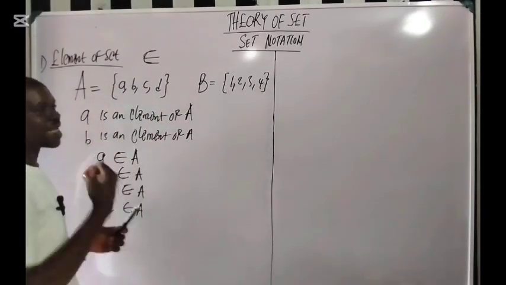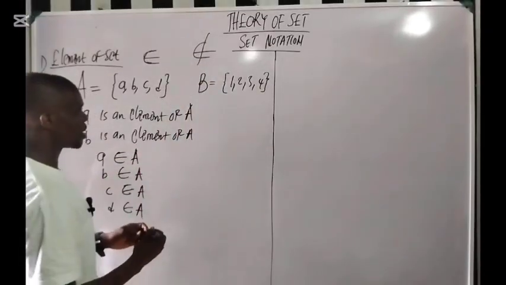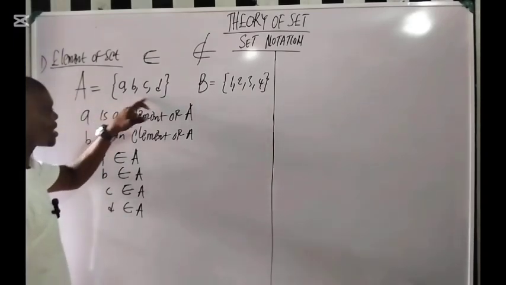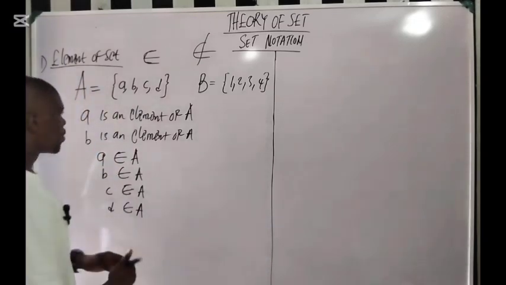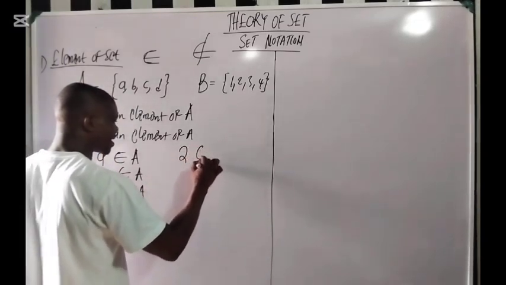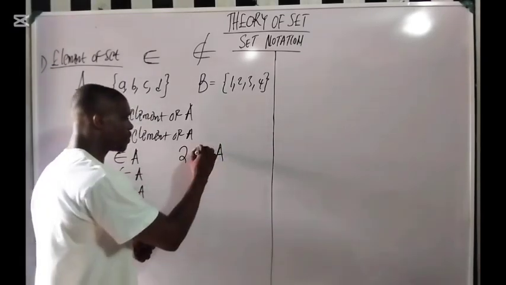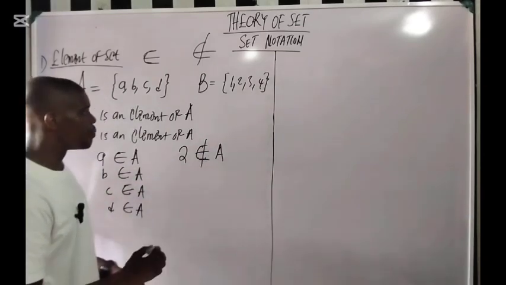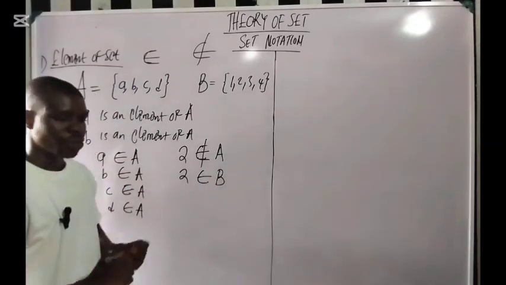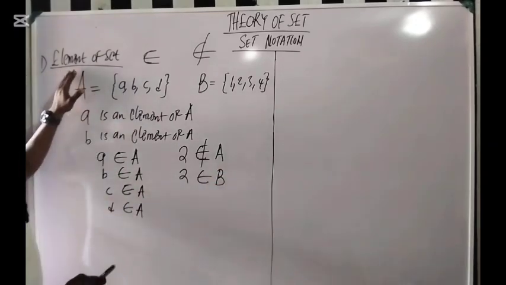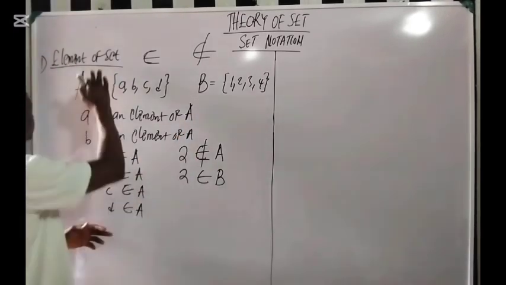Now, I want to talk about not an element. You use this symbol here, which means not an element. Any member outside this set that is not part of it is called not an element. For example, 2 is not an element of A, but 2 is an element of B. So the first set notation you need to know is element of. This is how you represent it.